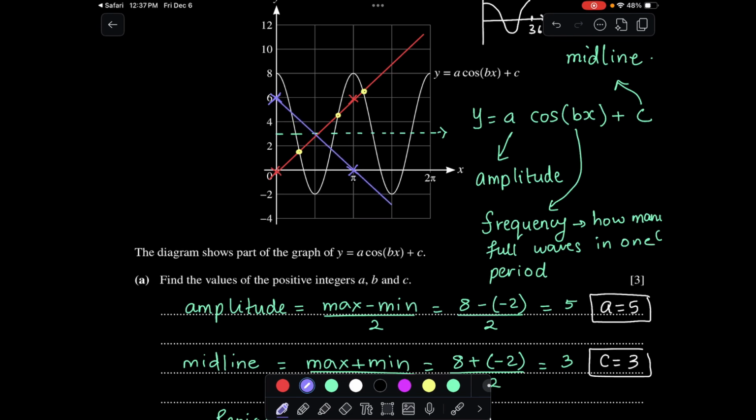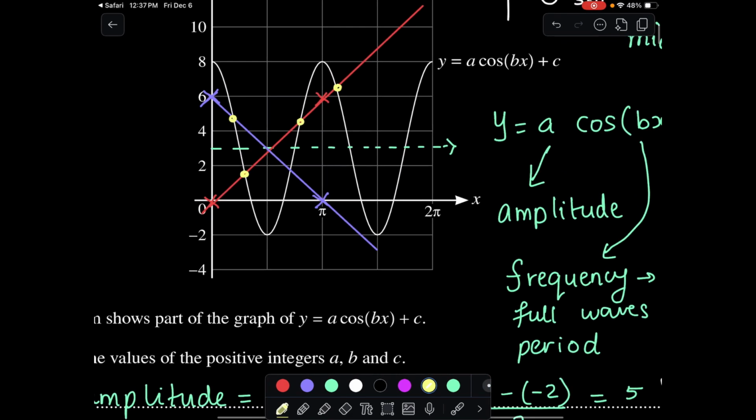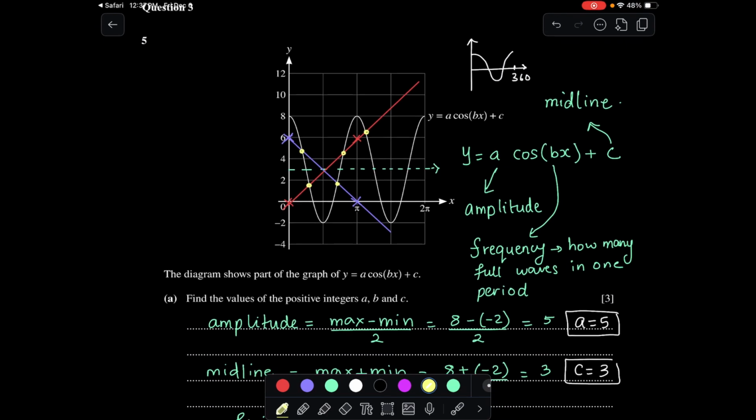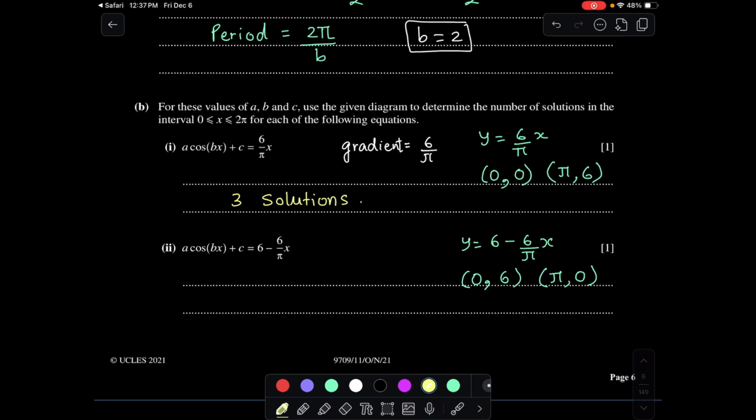And notice how many points of intersection you have. So this is the first point, and that's the second point. So you basically have only 2 points of intersection with the cosine graph. So there will be 2 solutions. So the answer for this would be 2 solutions.